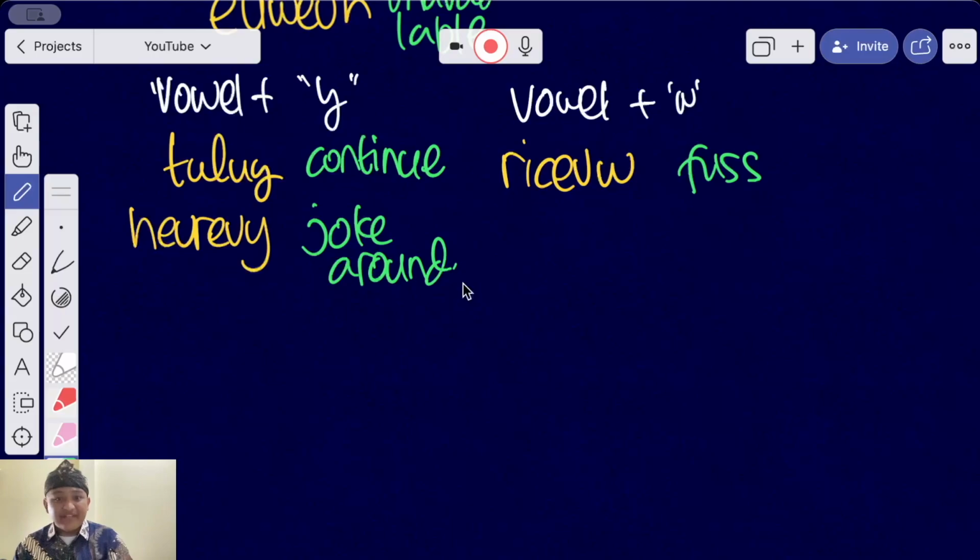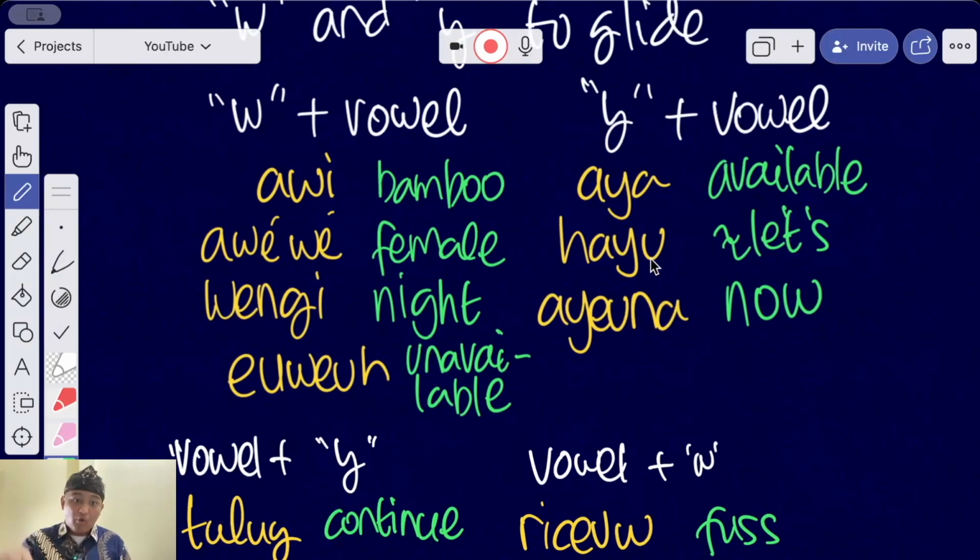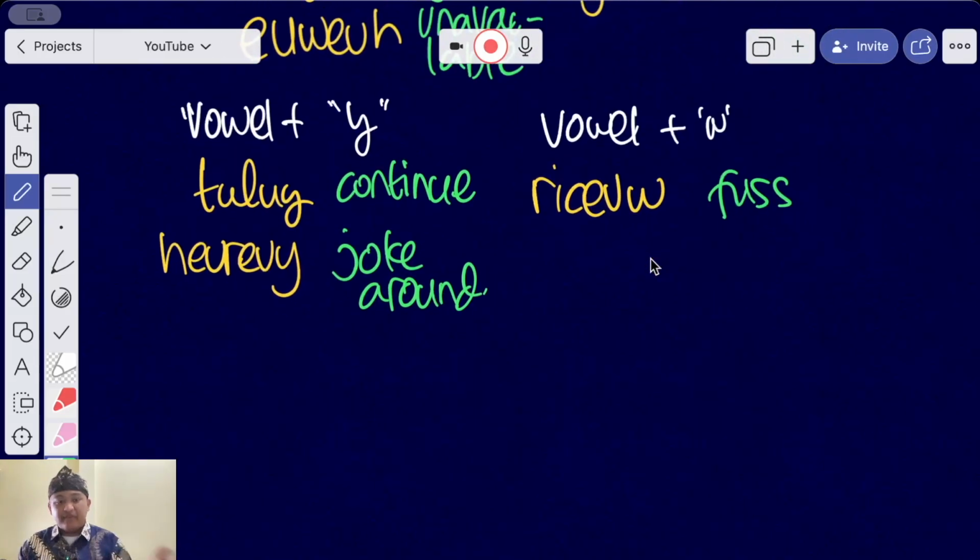So as you can see, the letters Y and W in Sundanese can be used to glide vowel sounds. The W is usually to glide using U, like awi, awewe, wengi, or ewe. And for Y, it's usually to glide using E, like aya, hayu, ayeuna. It can also apply if the vowel is followed by Y and W, like tului, things like that.